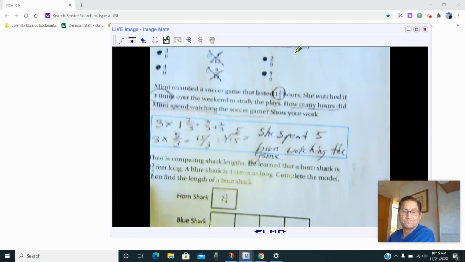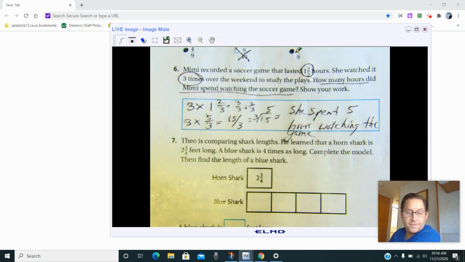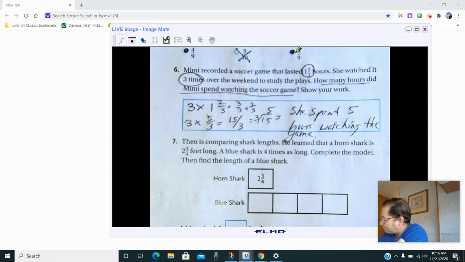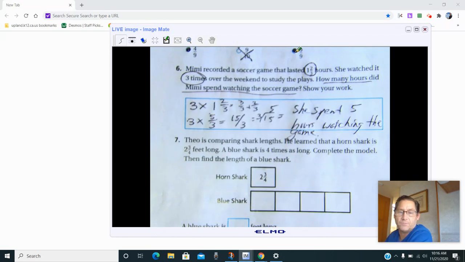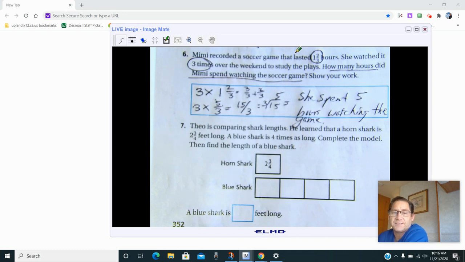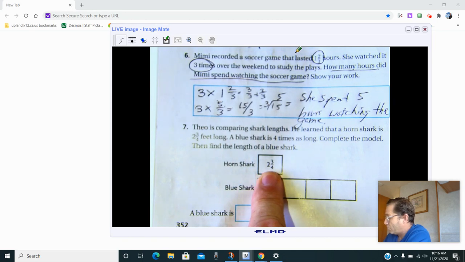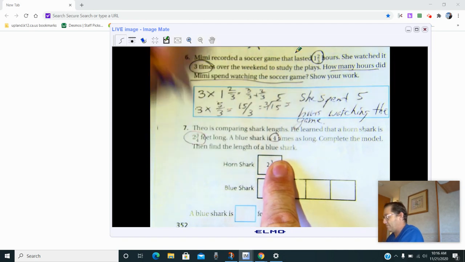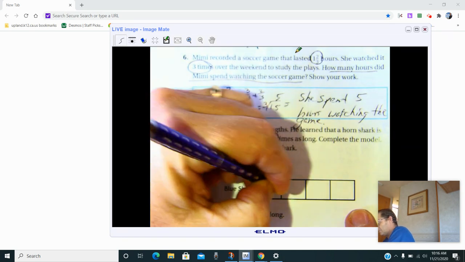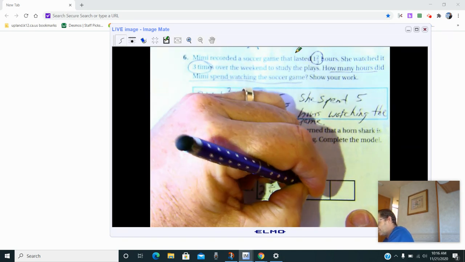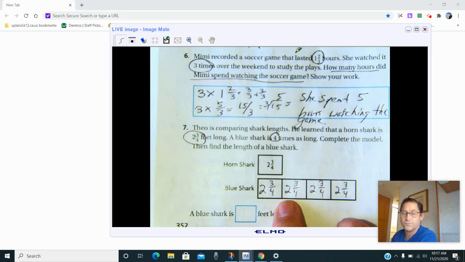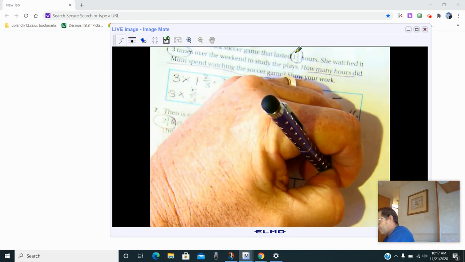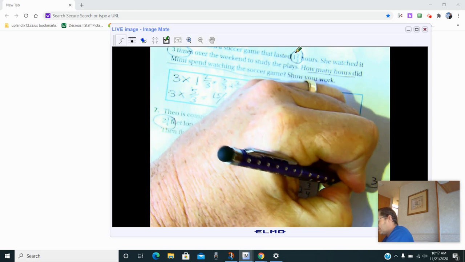Number 7. Leo is comparing shark lengths. He learned that a horned shark is 2 3/4 feet long. A blue shark is 4 times as long. Complete the model, then find the length of a blue shark. So the horned shark was 2 3/4. We know the blue shark is 4 times as long. So we have 4 boxes to represent the 4 times. Every one of the 4 boxes will be 2 3/4. So we're basically saying 4 times 2 3/4.